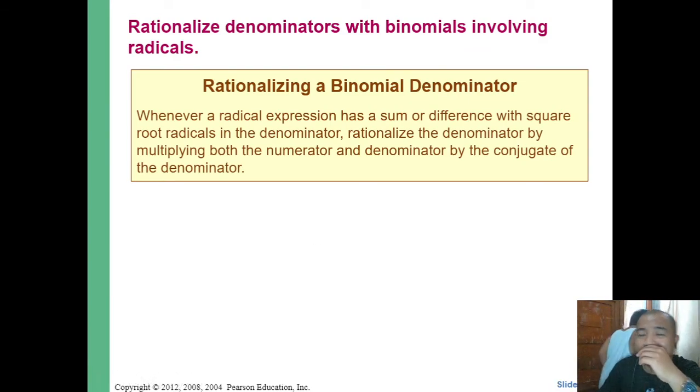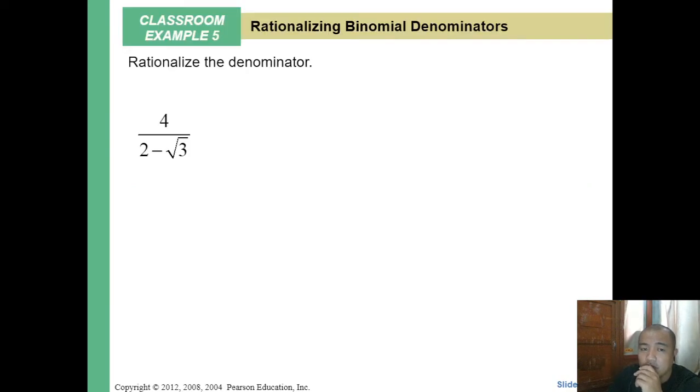So, how do we rationalize a binomial denominator? Whenever a radical expression has a sum or difference with square root radicals in the denominator, rationalize the denominator by multiplying both the numerator and denominator by the conjugate of the denominator.